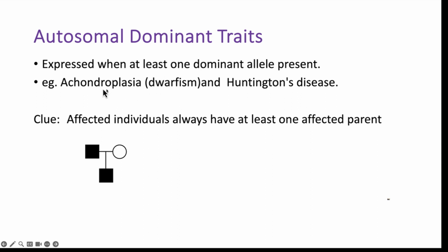And what we're going to see is that our clue is that an affected individual will always have at least one affected parent. Okay, so there's no option here. If we've got a parent who's affected, the offspring are going to be affected. They have to be affected.